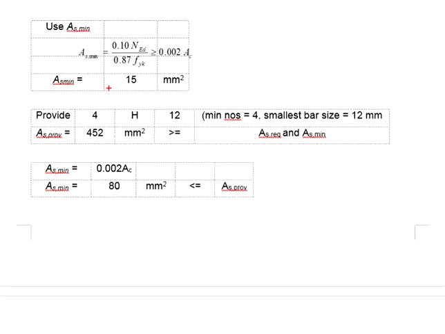Corrections. This 15 mm square is due to this formula, whereas 0.002 Ac will give you 80 mm square. That means your As min now will be 80 mm square. Still, the provided reinforcement bar is greater than As min, and the design is considered acceptable.